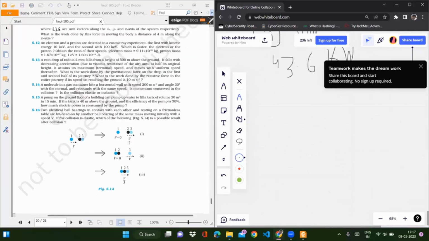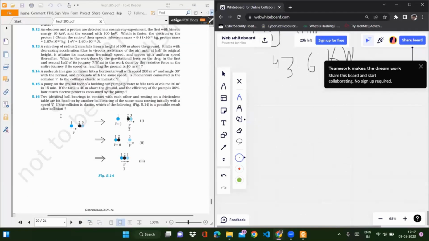Now question 5.16: Two identical ball bearings in contact with each other and resting on a frictionless table are hit head-on by another ball bearing of the same mass, moving initially with speed v. If the collision is elastic, which of the following is a possible result after collision?